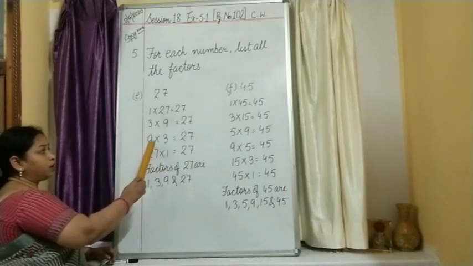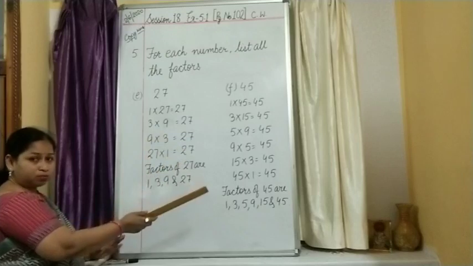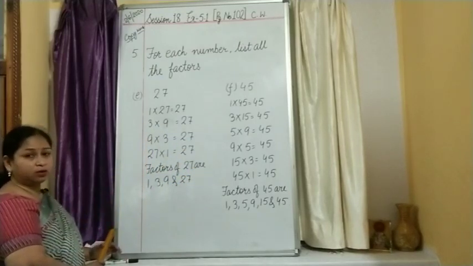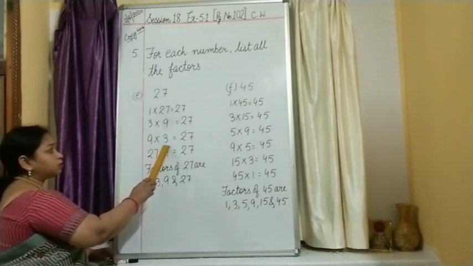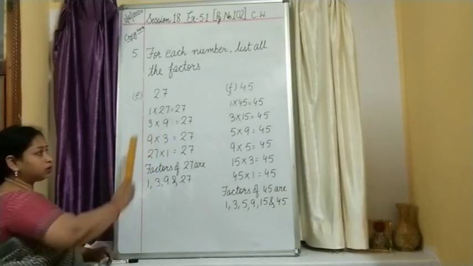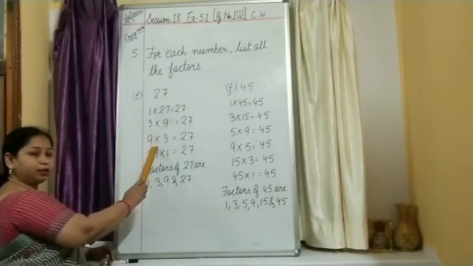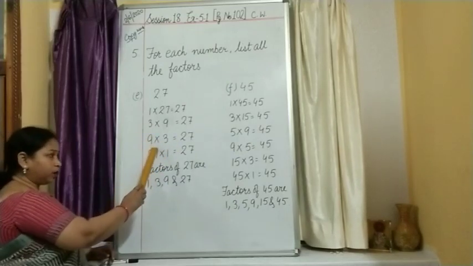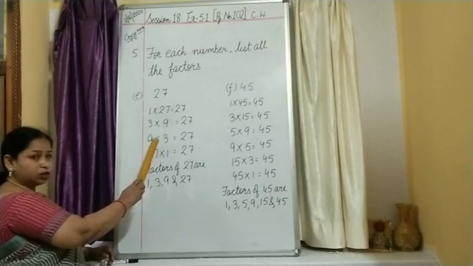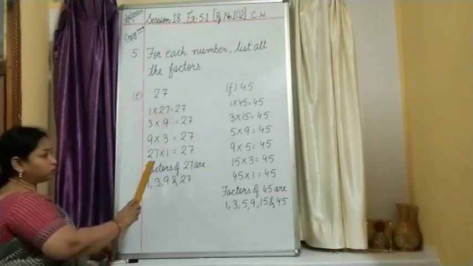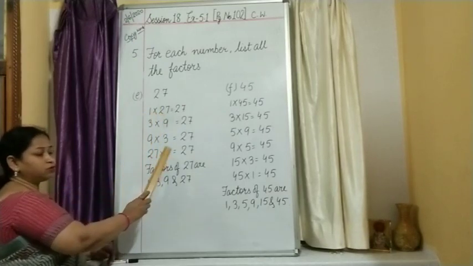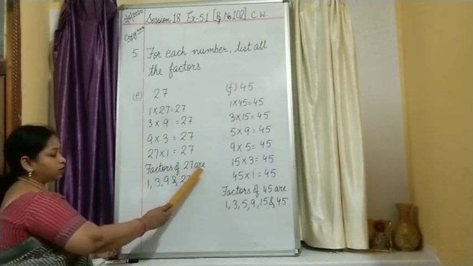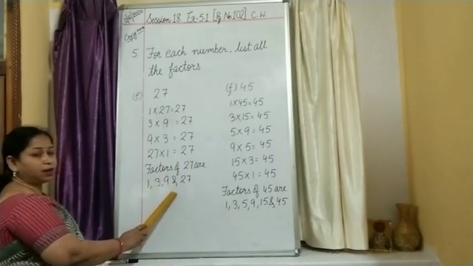Okay. Till 8, 27 does not exist, but the moment 9 comes, yes, 9 3s are 27, and this becomes a turning point, isn't it? 3 9s are 27 and vice versa, 9 3s are 27. The moment you get such a rotation, you can just rotate the rest also. So listing out the factors, factors of 27 are 1, 3, 9 and 27.